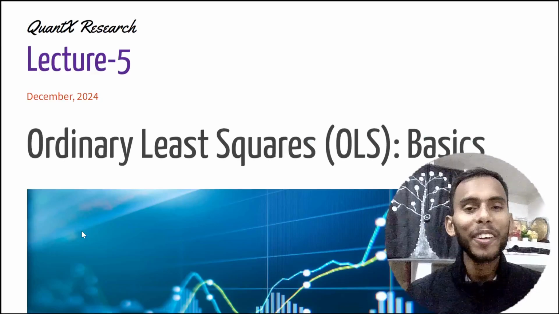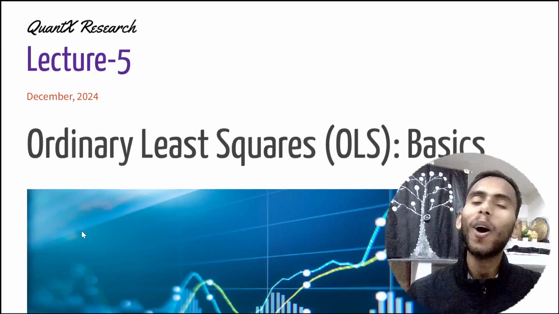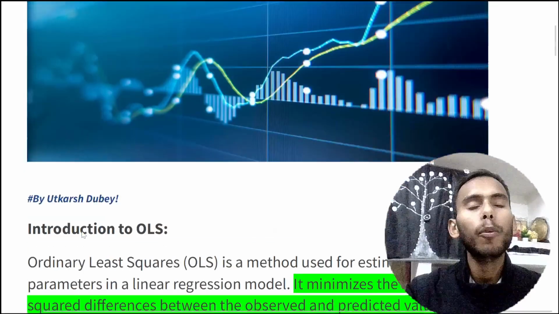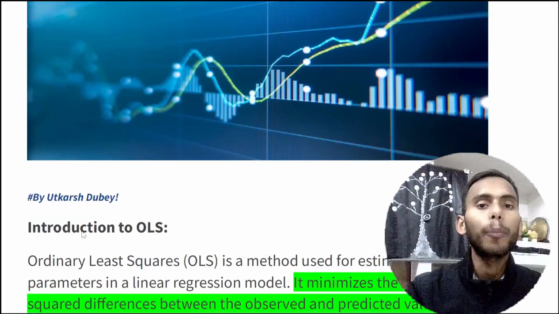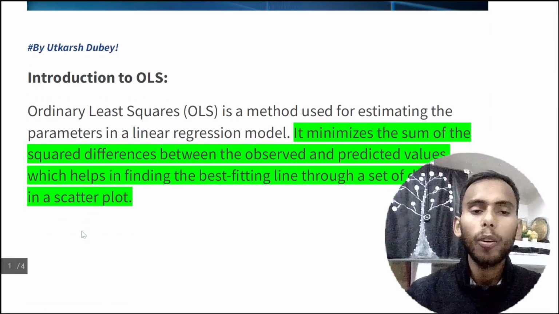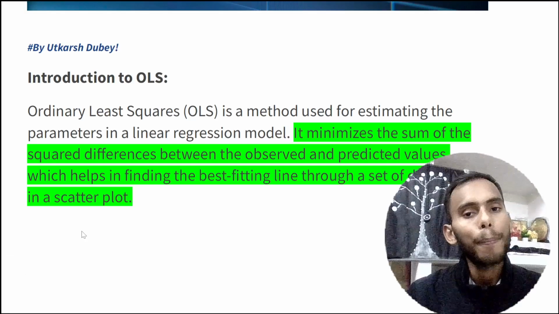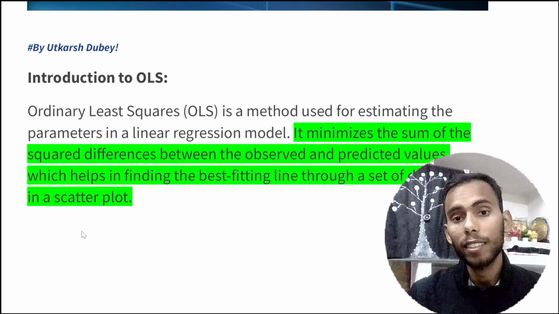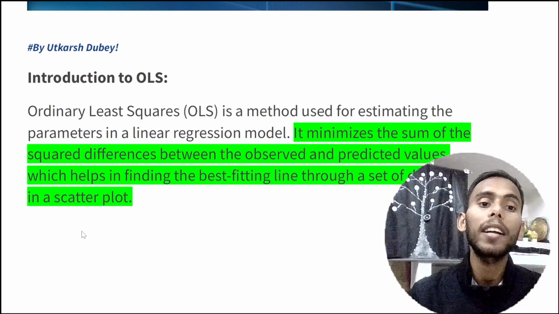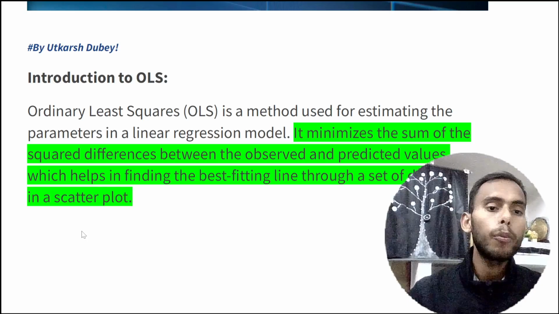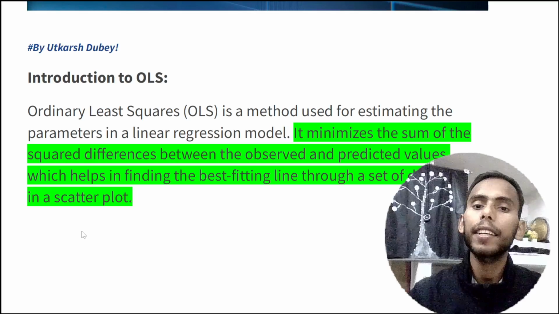I'm Utkarsh Dubey and today we'll be diving into the ordinary least square method. Yes, my dear friends, OLS method is one of the most popular methods in econometrics. If we talk about the basics of OLS, then it's a method used for estimating the parameters in a linear regression model. It minimizes the sum of the squared differences between the observed and predicted values, which helps in finding the best fitting line through a set of data points in a scatter plot.